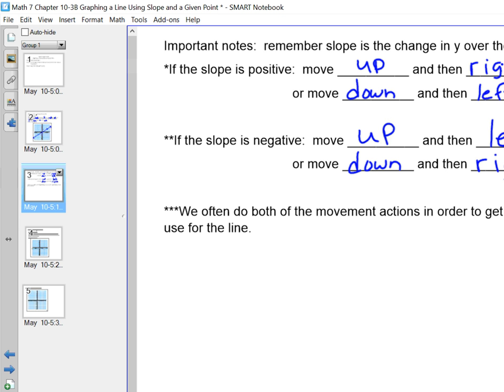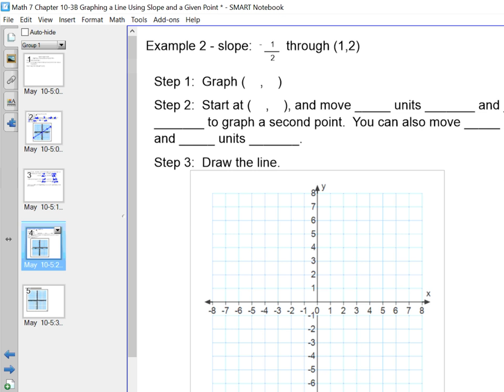And often we do both of the movement actions. We go up and left as well as down and right, or we go up and right, down and left, in order to get more points to use for the line. The bigger the graph, the more we would probably do. Let's look at an example that has a negative slope.